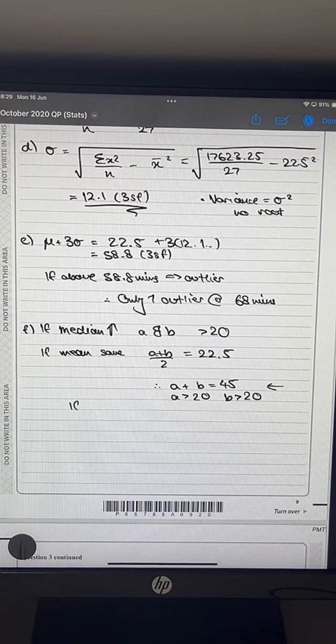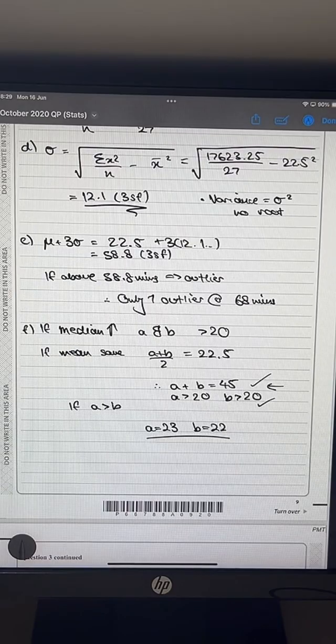And if A is greater than B, I need to come up with any two values that satisfy these conditions. So two numbers that add to give 45 that are different: 23 and 22. So A would be 23 and B would be 22. They both add to give 45. Cool. And they're both greater than 20. So that is one set of solutions. They allow any pair of answers for this as long as they satisfy these three conditions. That's how you would work this question out.